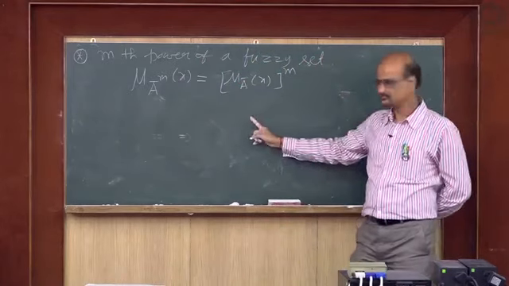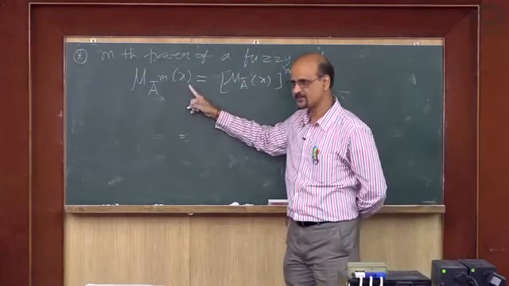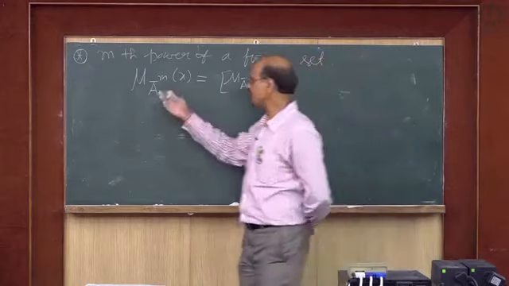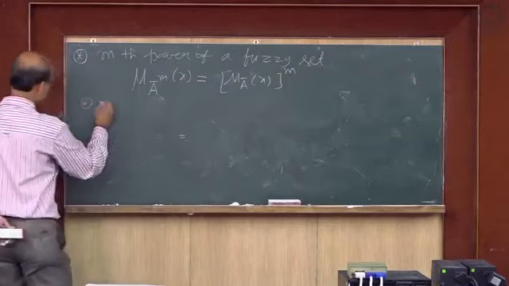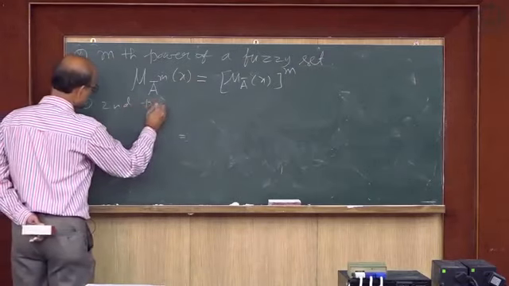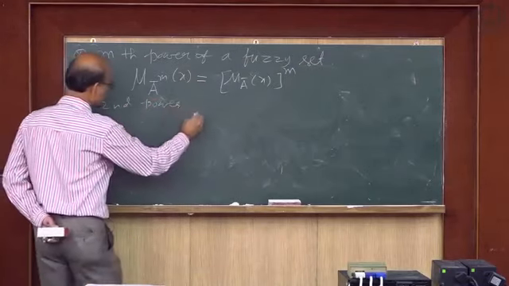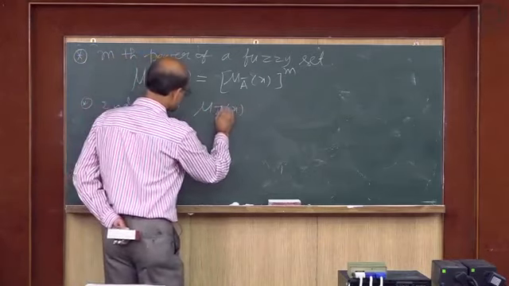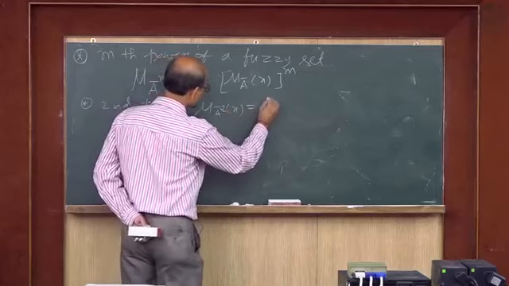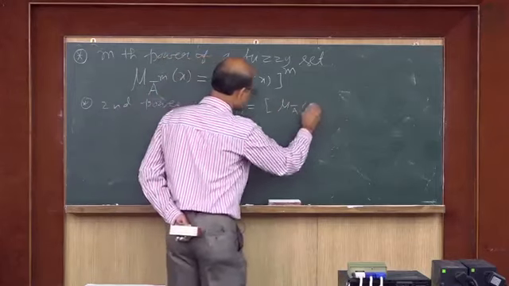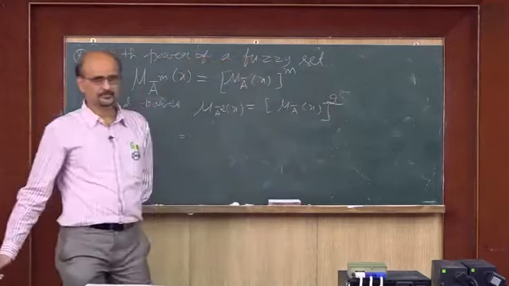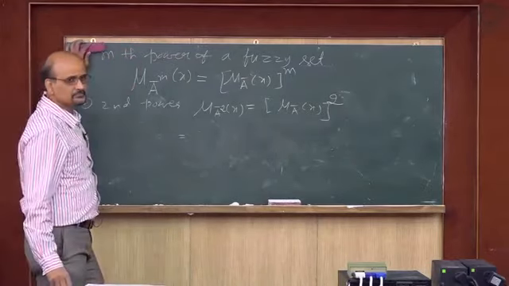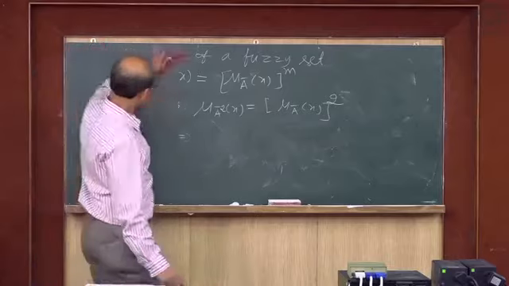Understood? Mu a bar whole to the power m x is mu a bar x whole to the power m. Simple. So if I write second power, for example, I have mu a bar x square, square. So we have mu a bar x. Okay? Now come to Cartesian product.